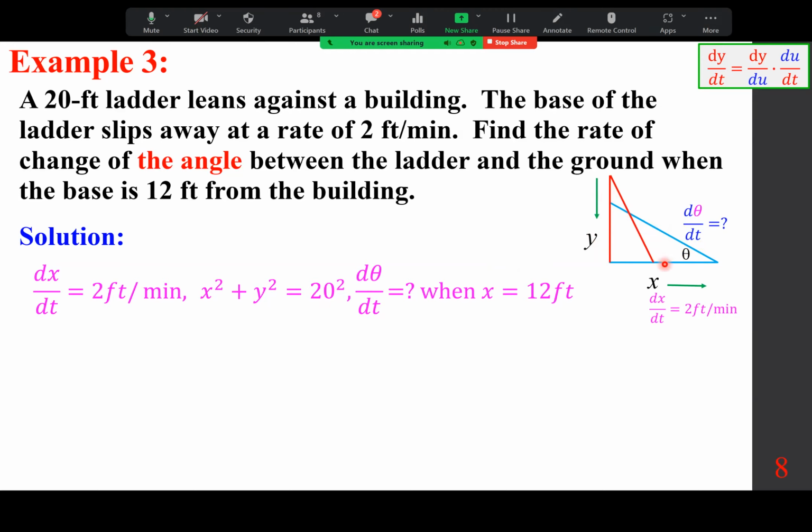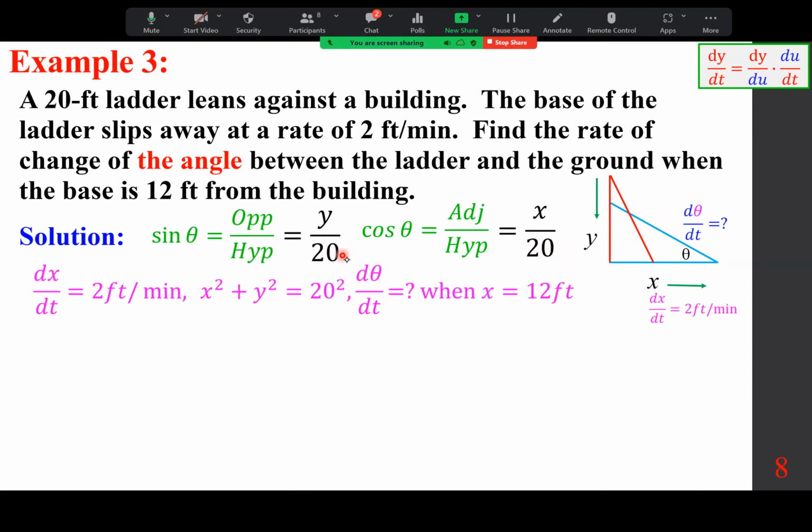Cosine theta is the adjacent x over the hypotenuse 20. So sine versus cosine, and let's write both of them. This is x over 20. This is y over 20. Granted, we calculated the value of y in the previous example, but x is known. Therefore, we're going to start with this. You can use any of those formulas because it connects the missing value with the given.